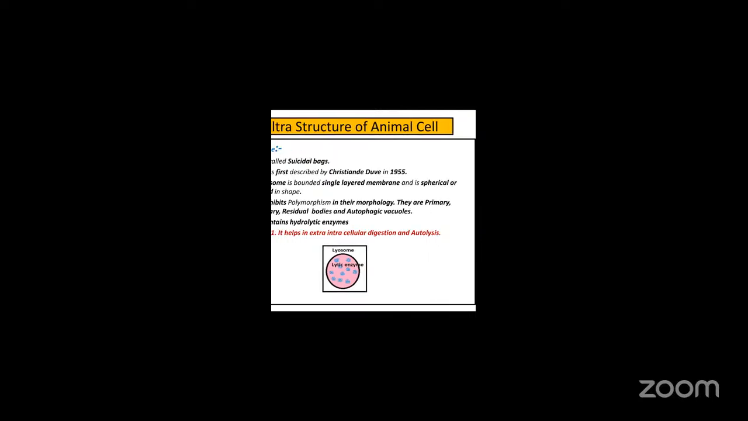So the lysosomes also play a very important role. It contains hydrolytic enzymes. With the help of these hydrolytic enzymes, it will phagocytize, or engulf, the foreign object. That is why it is also considered to be the suicidal bag. But it occurs in polymorphic form, that is, in the form of primary, secondary, residual bodies as well as autophagic vacuole. Its function is that it helps in extracellular digestion, intracellular digestion, as well as autolysis. So this is about the lysosome.